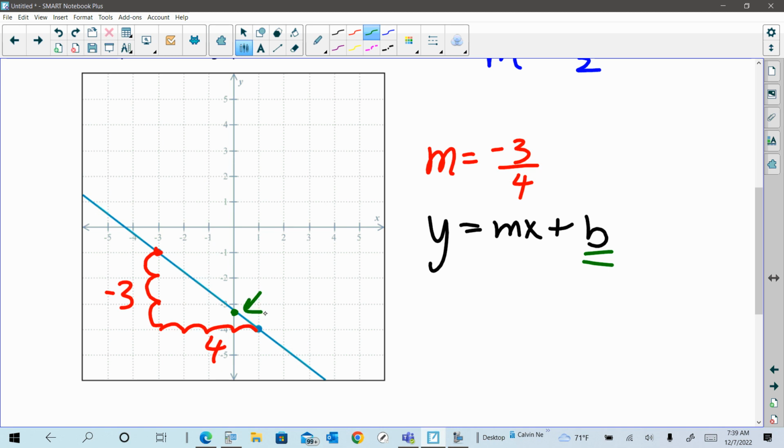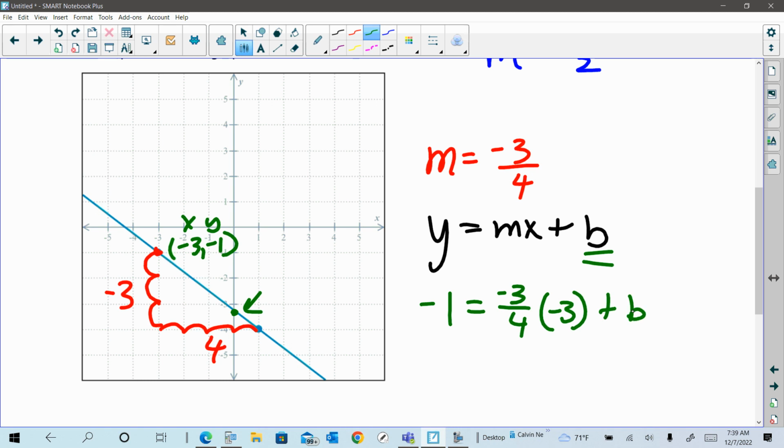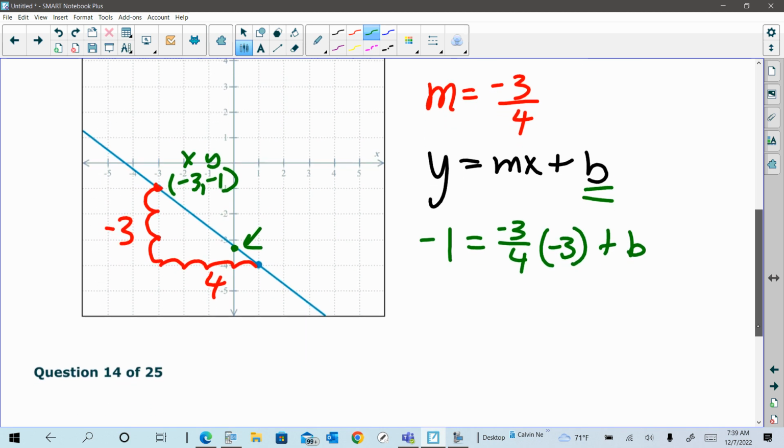So that one's not an exact point, so you would have to work backwards using point slope form or solving for b. So like if I know that this point is a -3, -1, which is my x and y, I can say, oh, -1 equals my -3/4, parentheses -3 plus b. I don't think they're going to ask you to do that. They're just going to ask either for the slope or for the equation in slope-intercept form.